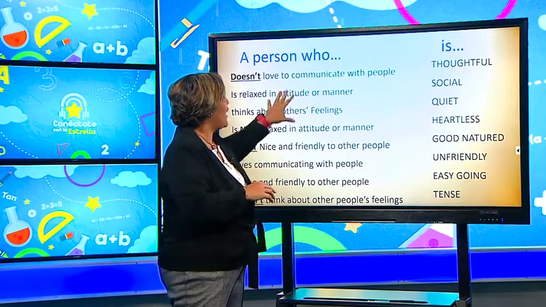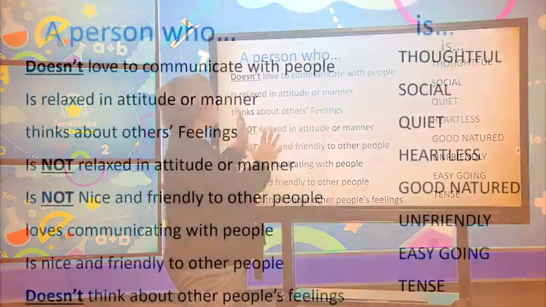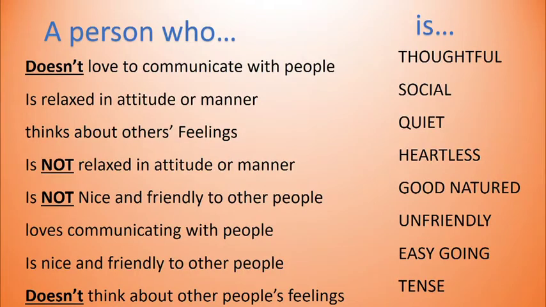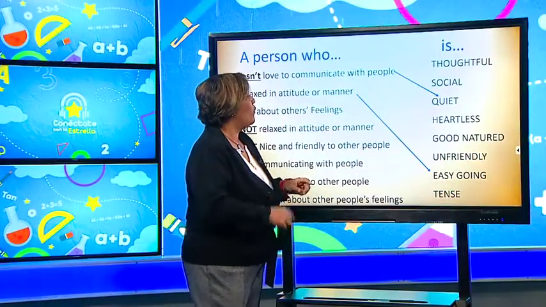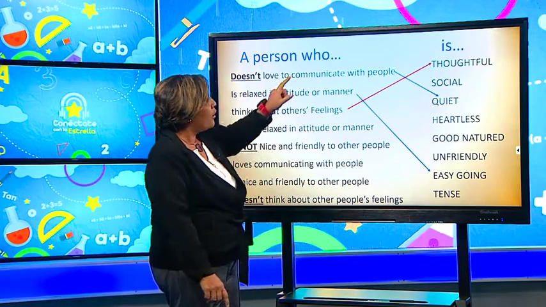I know that you recognize this because we used it last class, and these are personality traits and their descriptions. So we have a person who doesn't love to communicate with people. We have over here thoughtful, social, quiet, heartless, good-natured, unfriendly, easygoing, and tense. And then we know that if he doesn't like to communicate with people, he might be quiet, right? Okay, so a person who is relaxed in attitude or manner, so, you know, they take everything easy, it's an easygoing person. A person who thinks about others or other people's feelings is thoughtful.